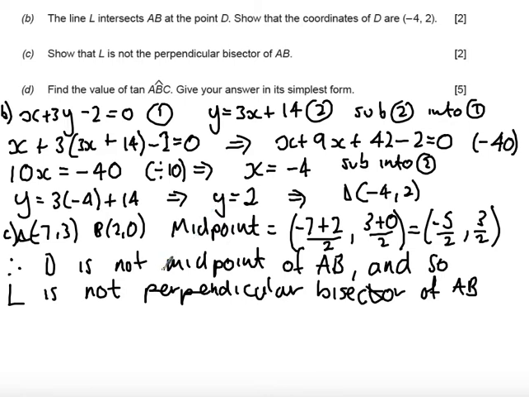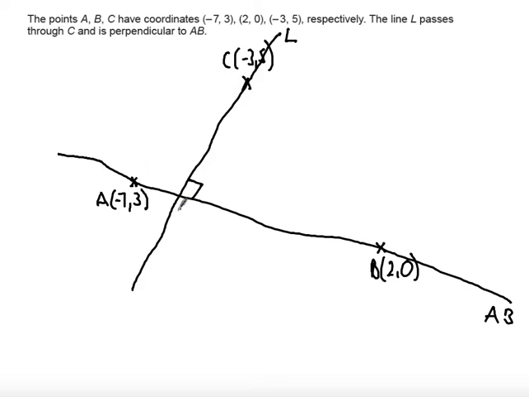Okay, so finally it says find the value of tan ABC, giving your answer in its simplest form. This is worth 5 marks. Quite a lot of marks available for this question. So if we just go back to the beginning and my diagram, if I can now label this as D, and this is -4, 2. What I'm looking for is, if I connect up badly, sorry, with a line here, the angle ABC is this angle here. So this is ABC.